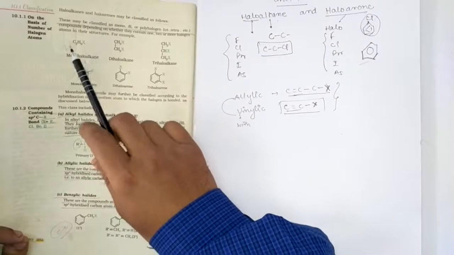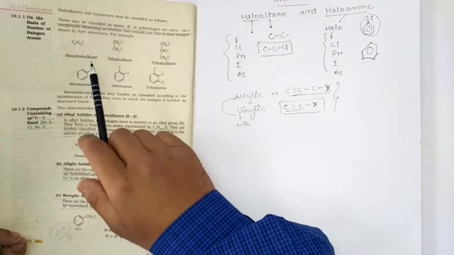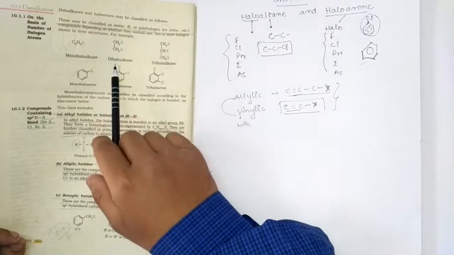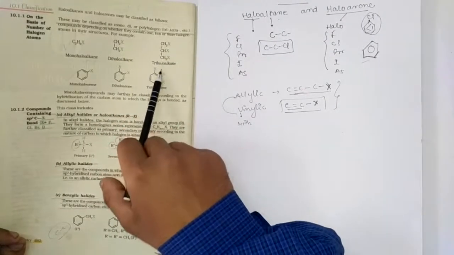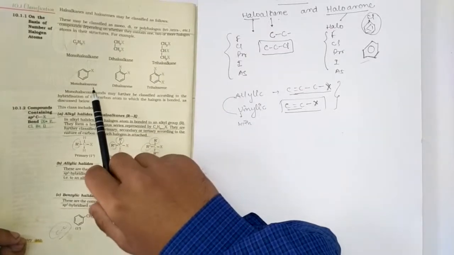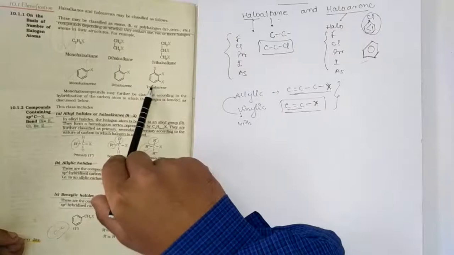So here you can see that there is only a single halogen group attached to the carbon chain. This is known as monohaloalkane. With two halogen groups on different carbons it is dihalo, and with three on different carbons, trihalo. In the same way for arenes, we have haloarene, monohaloarene, dihaloarene and trihaloarene.